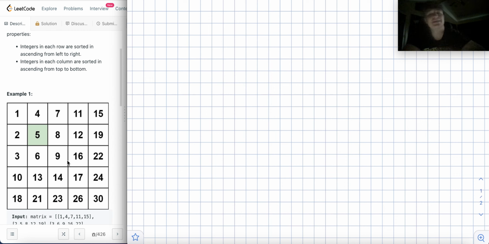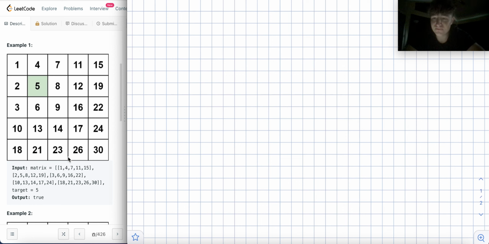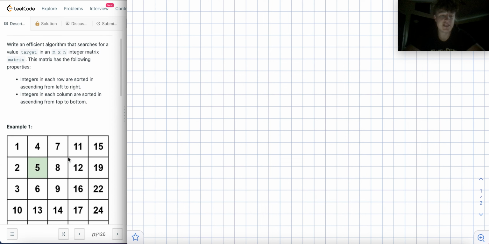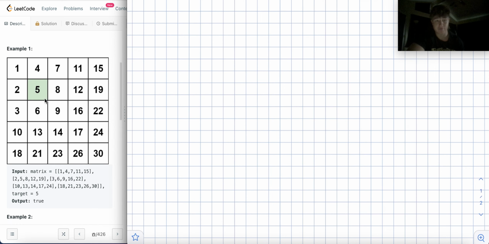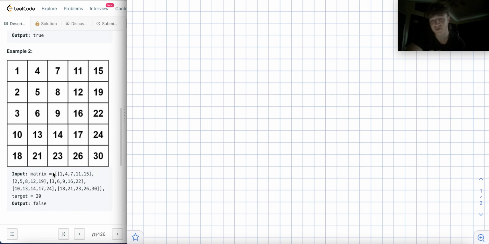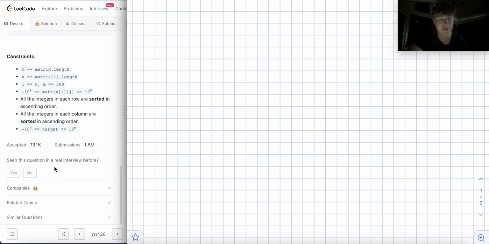So this problem is pretty simple, right? Like the description is very short. It's very intuitive in terms of what they're trying to articulate. And for example, if we're looking for the target 5, the target 5 exists in this matrix. If we're looking for the target 20, 20 doesn't exist in this matrix, right? We can literally look at every single value and see that 20 isn't there.